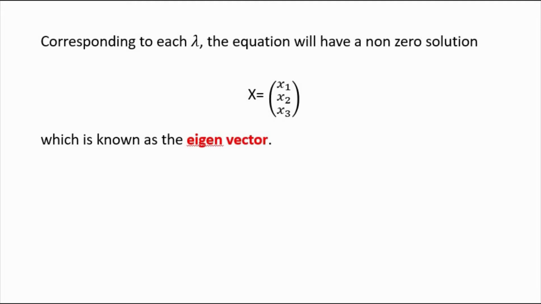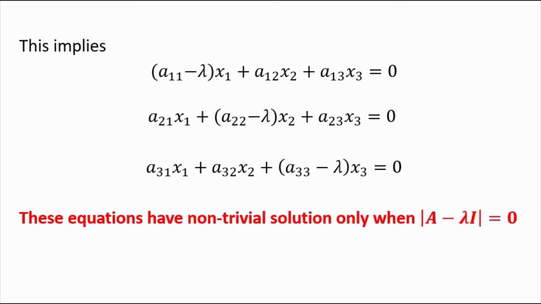For example, if lambda takes the value 1, when we substitute lambda equal to 1 in the above equation, we will get one set of values for X. That is going to be the eigenvector corresponding to lambda equal to 1. In the same way, for lambda equal to 2, we will get another column vector, the eigenvector for that particular eigenvalue. For a 3 by 3 matrix, we will get 3 eigenvectors.